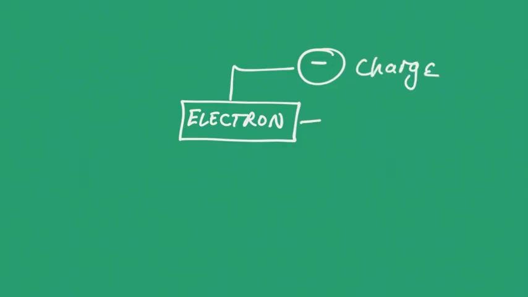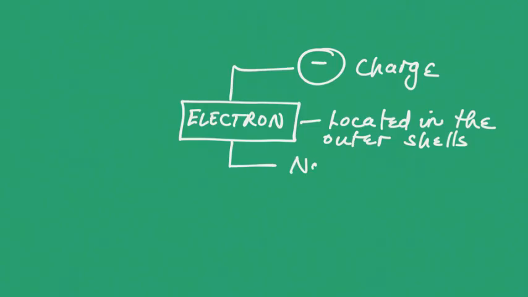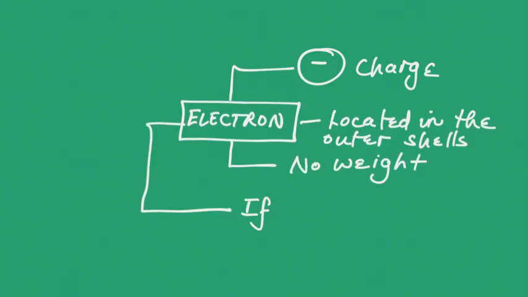Let's review what we know about an electron. An electron has a negative charge. It is located in the outer shells. An electron has no weight. If you change the number of electrons, you create an ion. An ion is basically a charged atom.